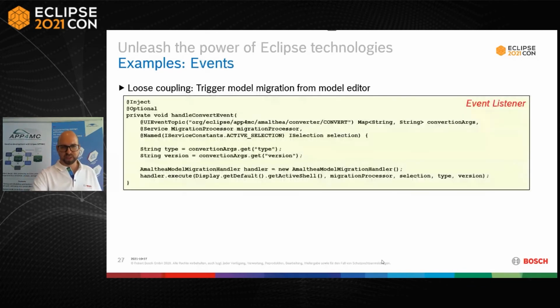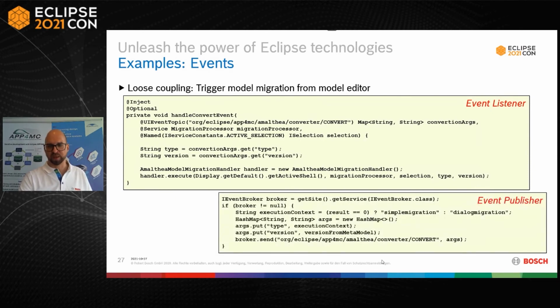For the events, what we wanted to introduce is that we trigger a model migration from the model editor directly. So we have this event listener, and we have the event publisher. So when we open a file, we can directly trigger this event in case we realize that the file needs to be migrated. And now migration and the platform are loosely coupled.